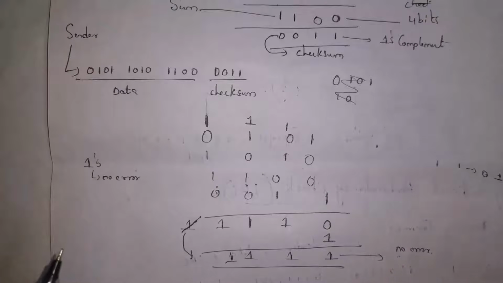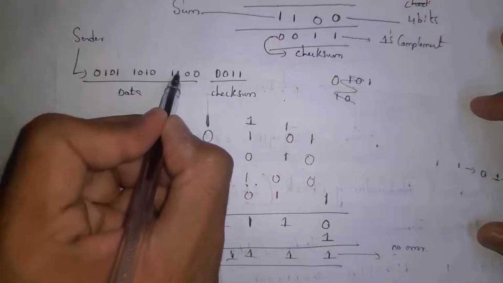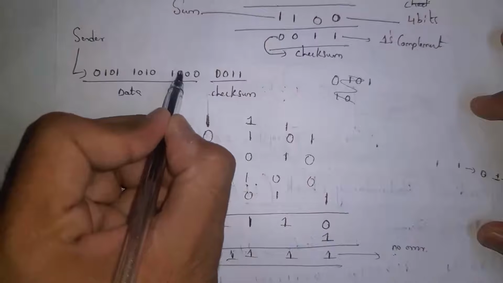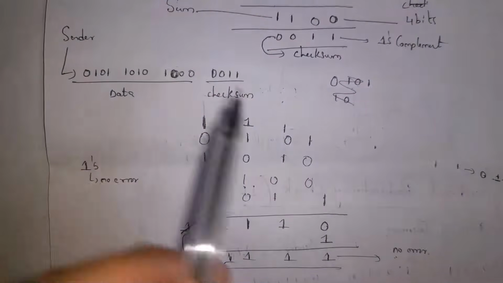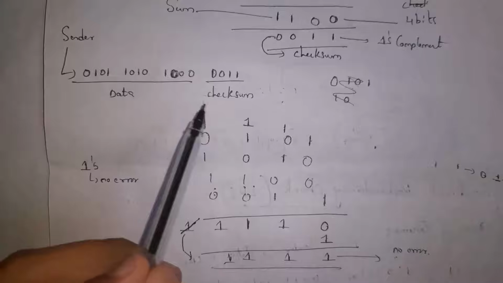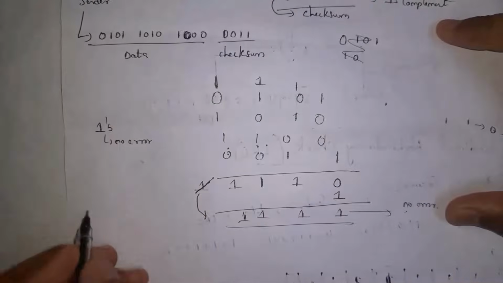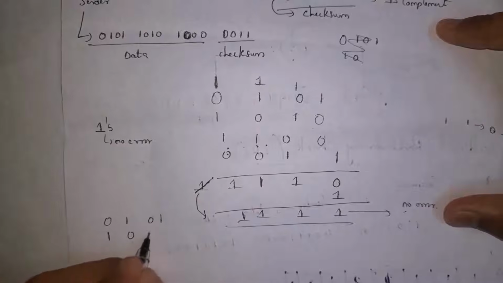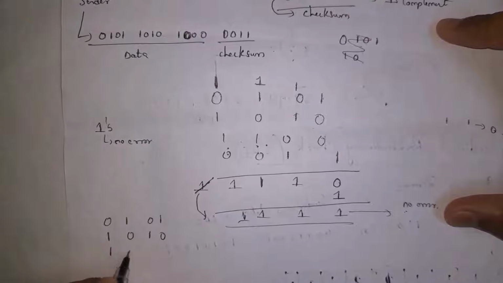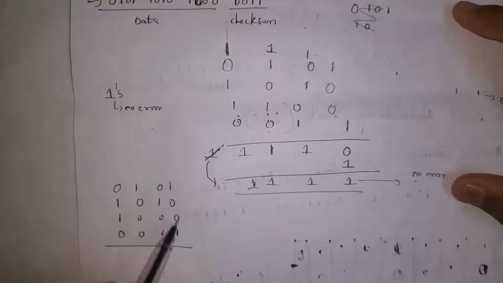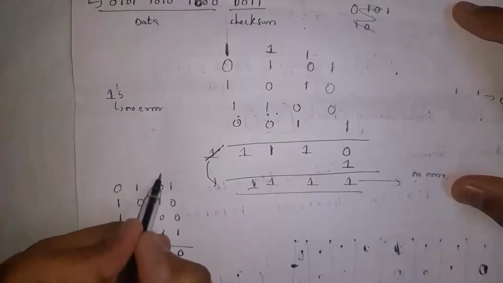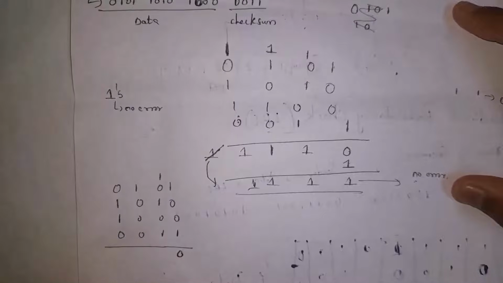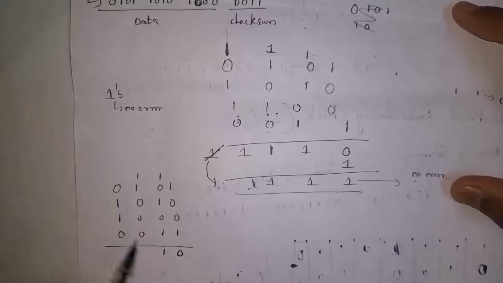For example, suppose the receiver got an error, like here, in place of the value 1, the receiver got 0, so the receiver got wrong data. Now again we will perform binary addition in order to check for errors. The first value is 0101, the next value is 1010, the third block is 1000, and the fourth block is 0011. Guys, there are 2 ones. So 1 plus 1 is nothing but 0 and 1 is the carry. And if you observe here, there are 3 ones. So 1 is the sum and the next one is the carry.